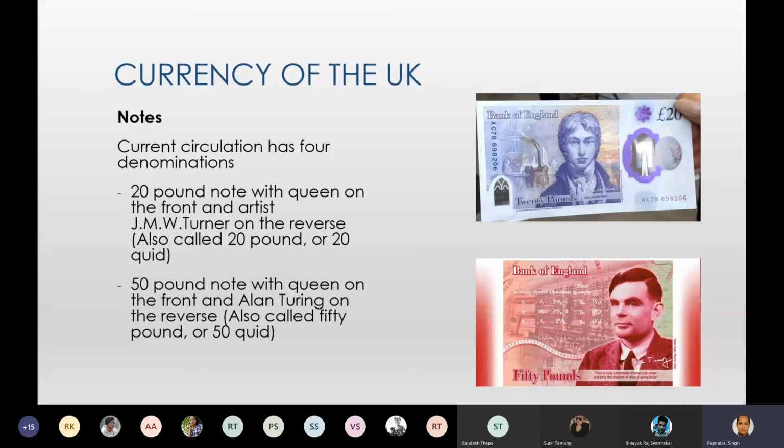All right. The highest denomination cash in the UK is £50. They don't have any currency beyond £50. If you compare it with the United States, the $100 bill is the highest denomination in the US. In Nepal it's 1,000 rupees. So £50 is the highest denomination in the UK. It has the portrait of Alan Turing on the reverse, and it's also called £50 or 50 quid. 50 quid would be the more informal term for £50.